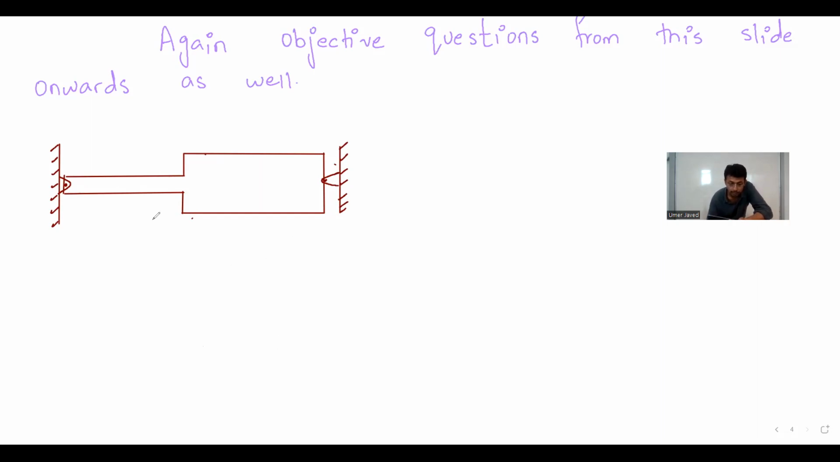This area is 0.6 inch square, 0.6 inch square. This area is 1.2 inch square. This is 12 inches and this is 12 inches. This is A, this is C, and this is my B.